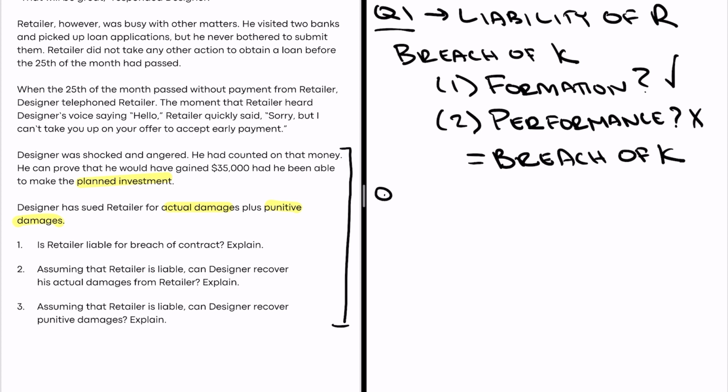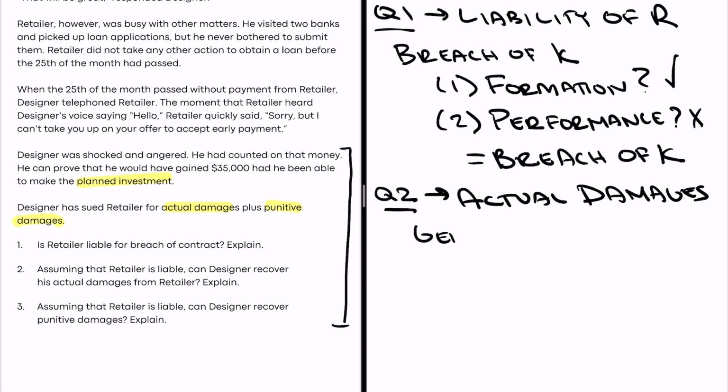We get to question number two. Question number two is assuming that retailer is liable, can designer recover his actual damages? So we're wondering, can the plaintiff recover actual damages? And actual damages are essentially what we call compensatory damages. Compensatory damages are made up of two components. We have general damages and we have special damages.